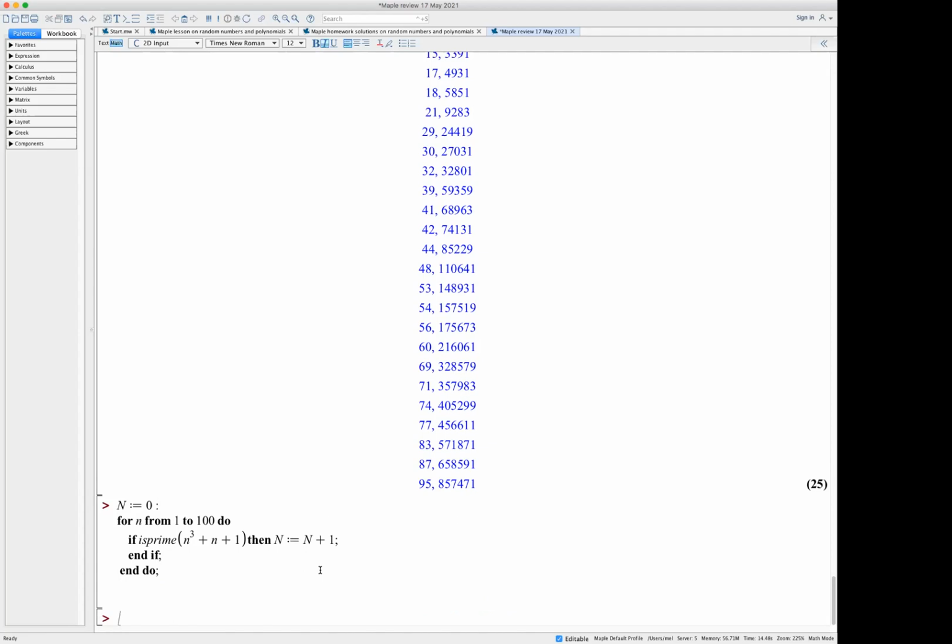I get N equals 0. You shouldn't get anything. All right, there should be 0 output.